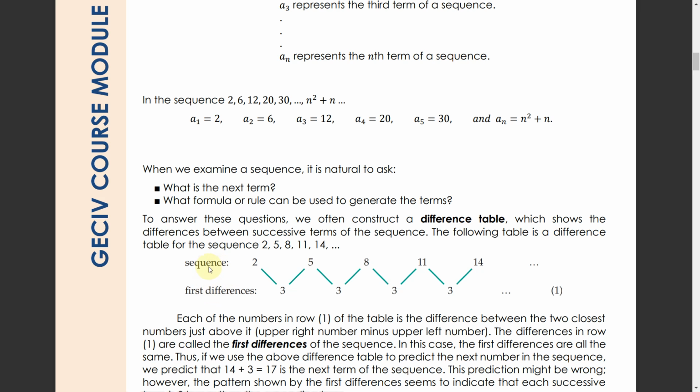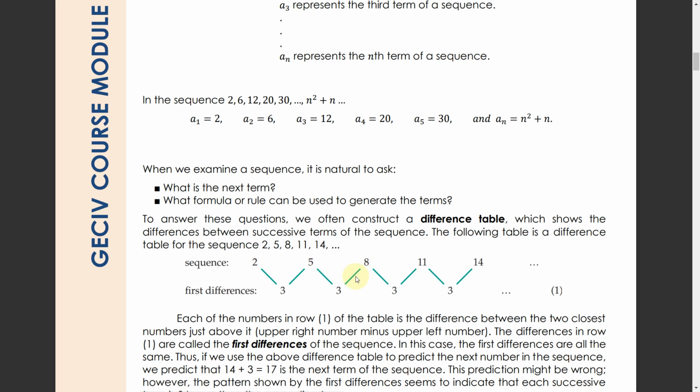So when making your difference table, first you write the sequence, then you write those numbers. Of course, you no longer write the commas. So your first term is 2, second term 5, then third term 8, then 11, then 14. Then we write our first differences. How did we get 3? We put an indicator that it came from 5 and 2. So when you subtract 5 minus 2, you have a difference of 3.